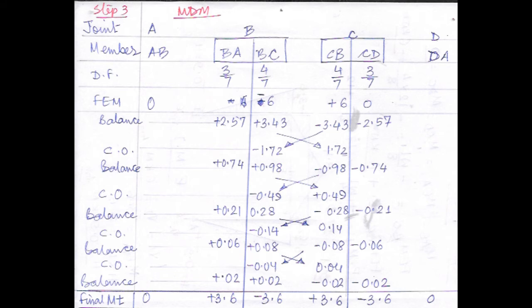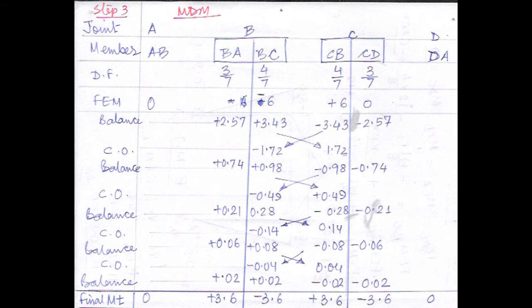Let me explain the next step, carry over. Carry over means whatever moment is now distributed, we carry over half of the value. That means for plus 3.43 we take half the value, that is 1.72, plus 1.72, and minus 3.43 we have carried over as minus 1.72, that is half of the value we carry over here.